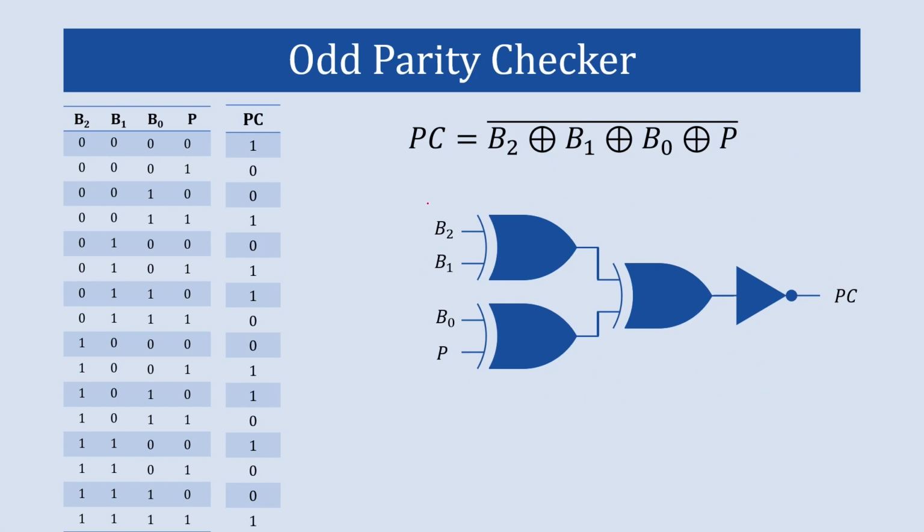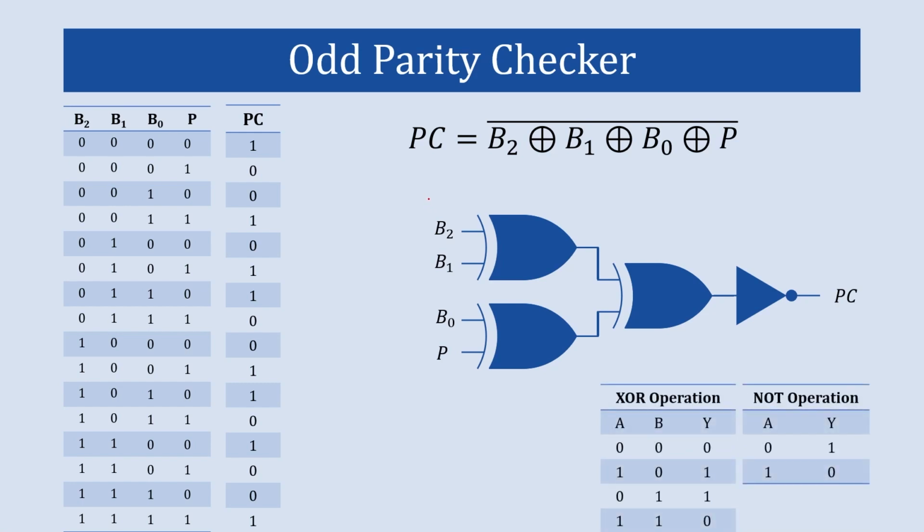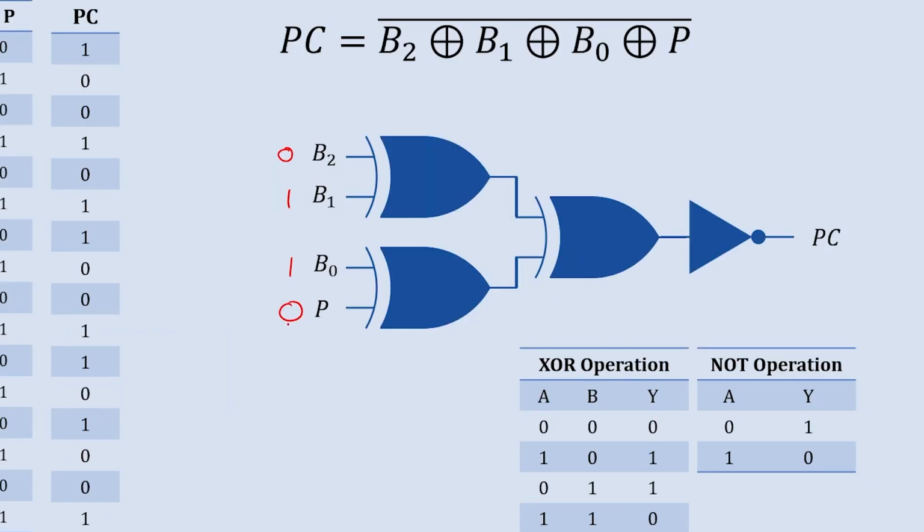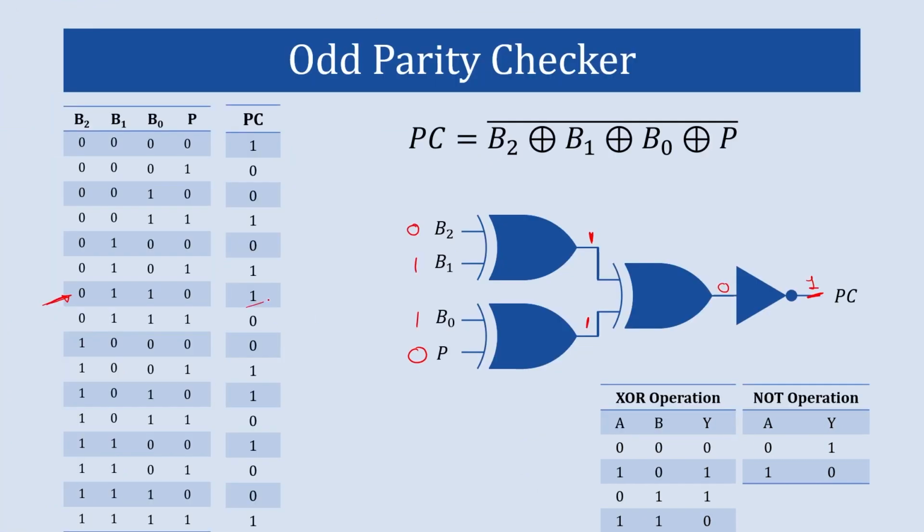And now we'll verify whether the circuit is correct or not. These are the truth tables for the XOR gate and NOT gate. So let's pick any example. Let's say we are utilizing this example. 0 1 1 0 is our data. XOR operation of 0 and 1 gives us 1. XOR operation of 1 and 0 gives us 1. Now XOR operation of 1 and 1 gives us 0. NOT operation of 0 gives us 1. So the parity checker output should be 1, and in the same example you can see that the parity checker bit is 1.